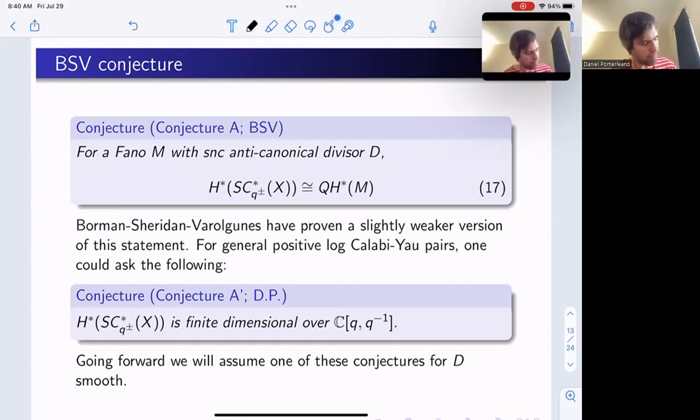So going forward, we'll take one of these conjectures, either that you have some TQFT structure on this deformed symplectic homology, or the full Borman-Sheridan-Varolgunes conjecture. We'll take that as an input. As I said, I think BSV have a pretty good idea how to prove it if they haven't written it down already. So hopefully it's not too much of an assumption.